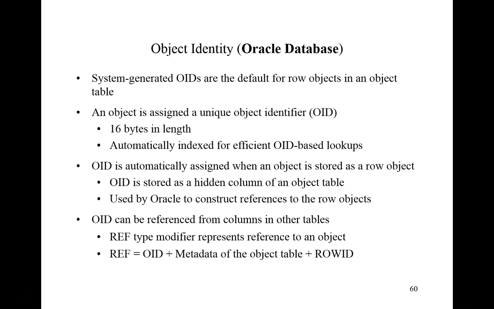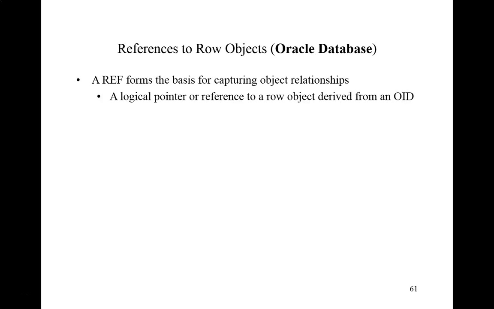There should be no concern for the details of how an OID is represented. A ref is a built-in data type that holds an object identifier. It forms the basis for capturing relationships that involve objects. It's a logical pointer or reference that's derived from an object ID, gives us access to row objects. A ref can be used to access a row object, can be used to obtain that object, examine it, or update the row object.